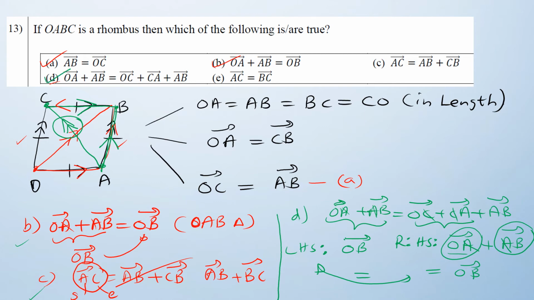E. AC equals BC. When we consider AC and BC, AC from A to C and BC from here to here, a diagonal and a side, it is obvious two vectors are not equal. So E is incorrect. So the answer is A, B and D only.